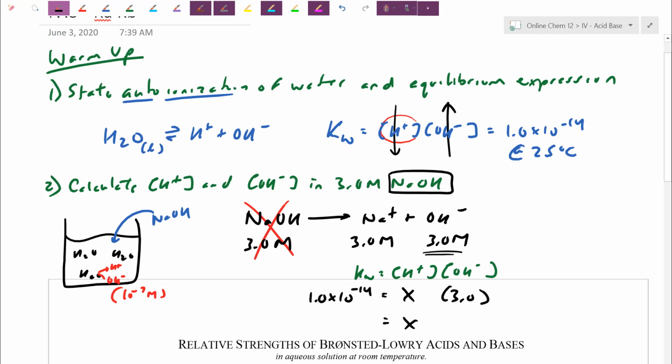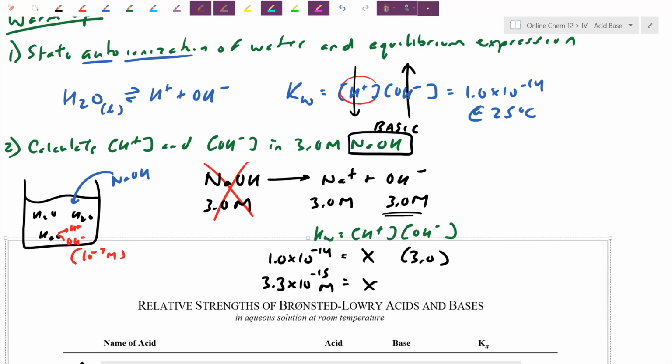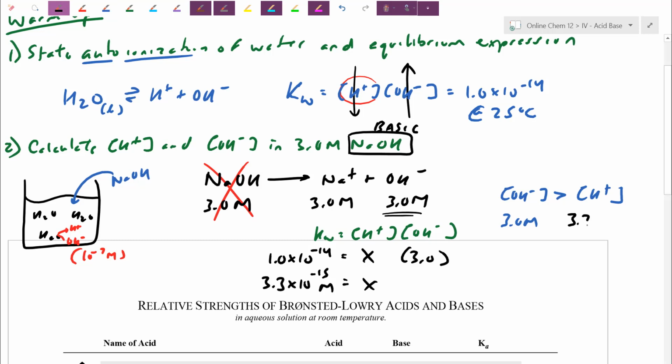So 1e negative 14 divided by 3. As expected here in a very heavily basic solution, I would imagine that the H plus is very tiny, which it is. The X amount, the H plus that we have, is into the 10 to the negative 15. And the conclusion from yesterday, whenever we have our hydroxide as bigger than the H plus, our hydroxide currently is 3 molar. Actually, the higher this gets, water will actually make sure that the H plus is even lower than this. But currently, these values, the H plus is 3.3 times 10 to the negative 15.